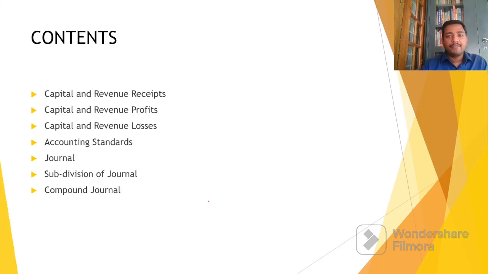In this session, we will be discussing capital receipts and revenue receipts, capital profits and revenue profits, capital losses and revenue losses, accounting standards, the concept of journal, subdivision of journal, and what is a compound journal. So let's start discussing the first topic, that is capital receipt and revenue receipt.